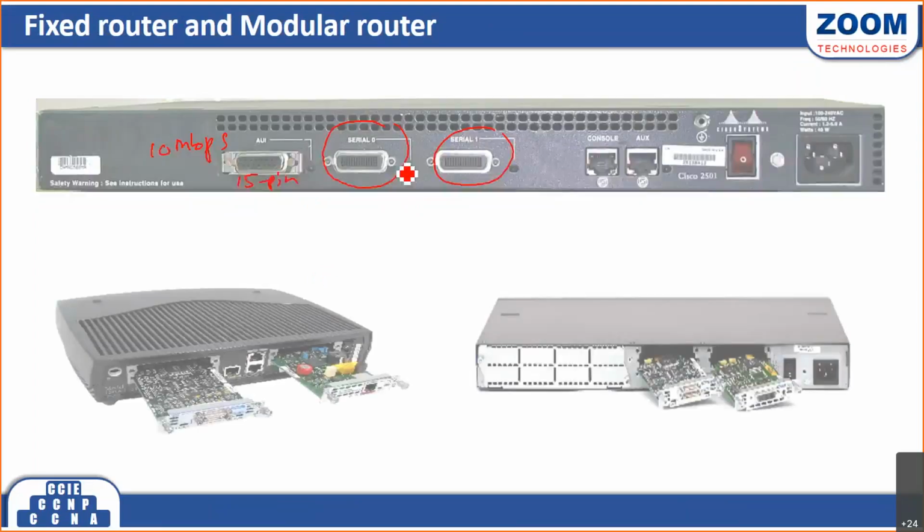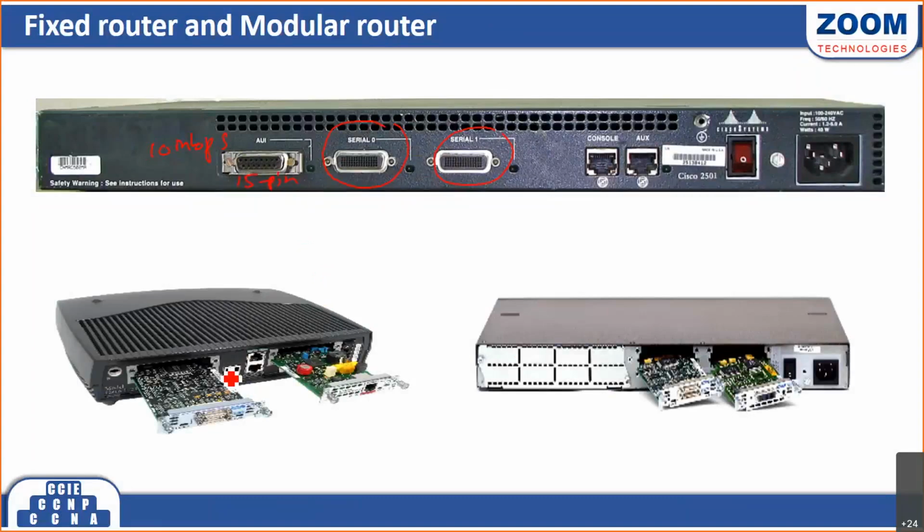But modular routers are not integrated actually. We can remove it. This is a slot. We can remove and replace it with another one. We can insert, like these cards are removable cards. In the modular routers, all LAN and WAN cards are removable. We can remove it and we can add it. We can replace with a new one. In fixed routers, the ports are integrated to the motherboard.